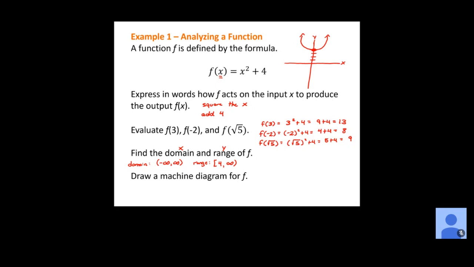And then the last piece here, just drawing a function machine. Basically, we're inputting an x value into our machine. And then that box here tells us what we're going to do. Well, that goes back to expressing in words what's happening here. So we're going to square the x, and we're going to add 4. And then once we do that, that's going to output whatever f of x value we want. So that's what it means by draw a function machine.